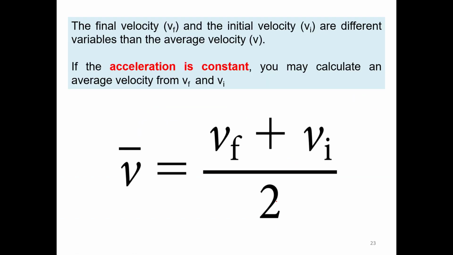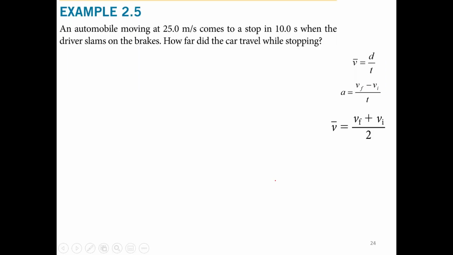And this is just to summarize. This is the other way we can calculate the average velocity if the object is moving at constant acceleration. And let's try to work this problem. We have a car that is moving at 25 meters per second, and this car comes to a stop in 10 seconds.